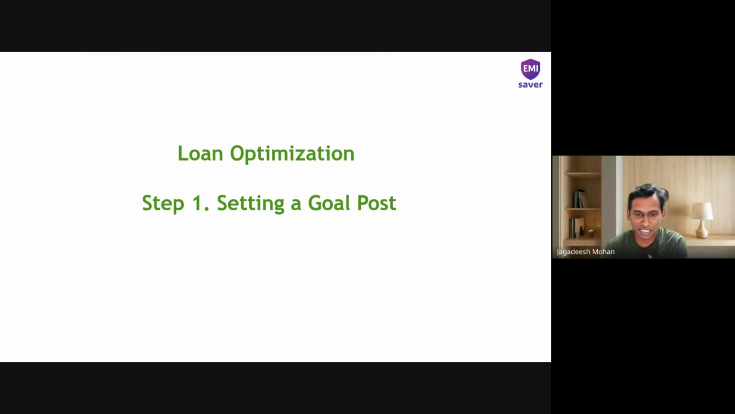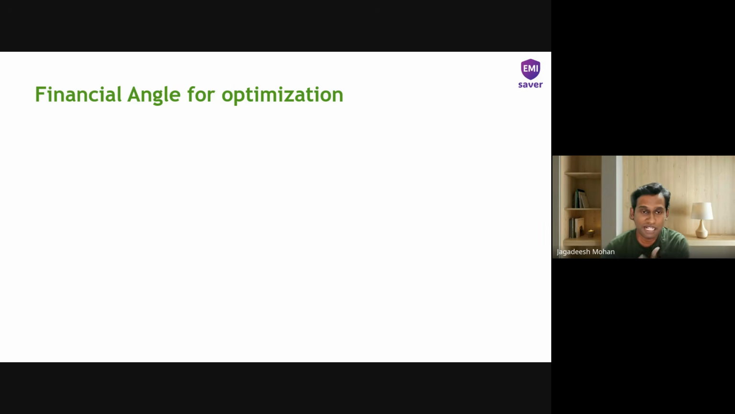Going forward, it's completely on home loan optimization. So when we talk about optimizing something, it's very important to set a goalpost. Optimization means solving for a particular problem statement. So for that, it's essential we establish a goalpost. This goalpost could have multiple dimensions.